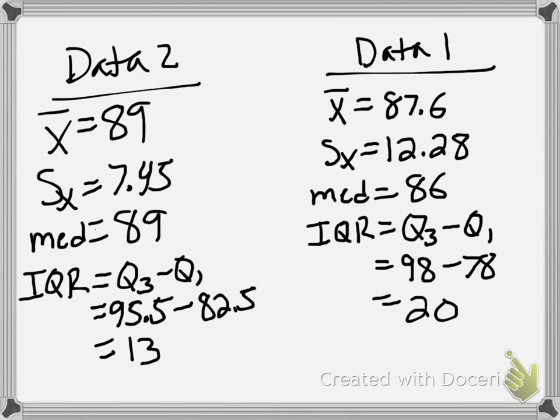Okay, so this is all of the data for those. On an exam type question, it will somehow have you compare your data. It could say, what's the difference between our means? Well, the difference between 89 and 87.6 would be 1.4. Or, what's the difference between the medians? Well, between 89 and 86 is just 3. Or what's the difference between the IQRs? The difference between 13 and 20 is 7.